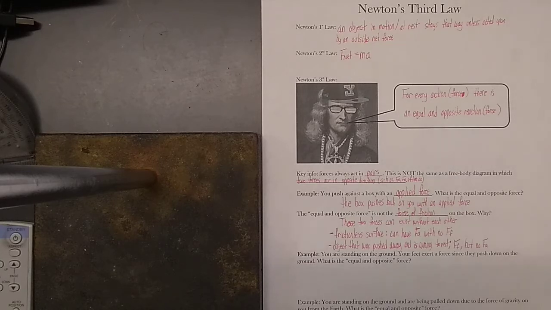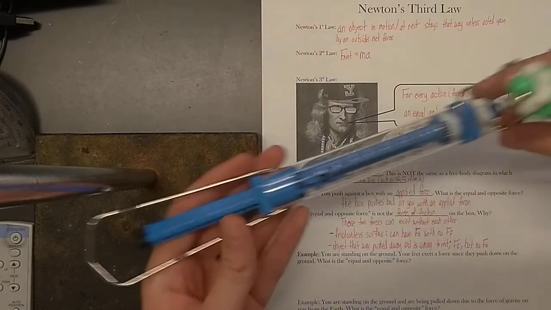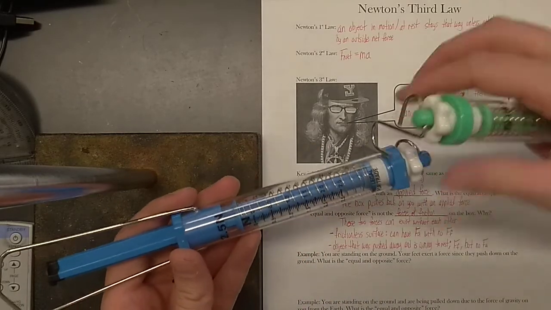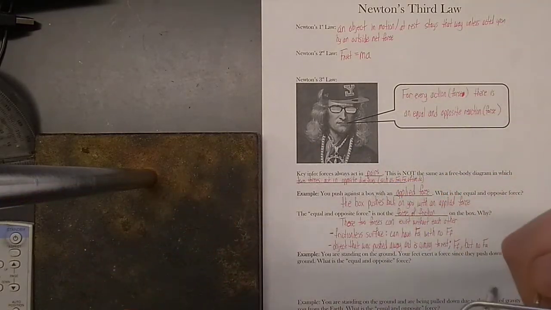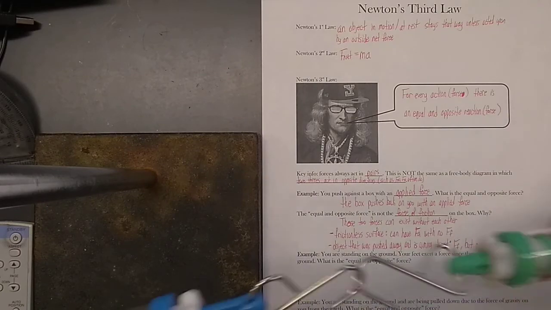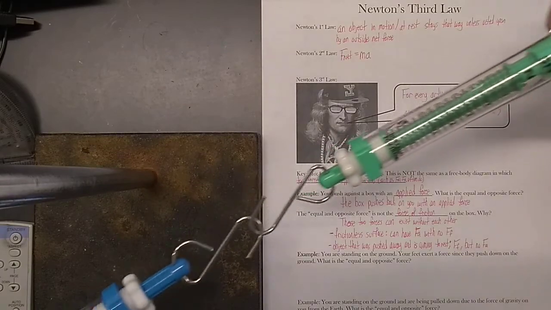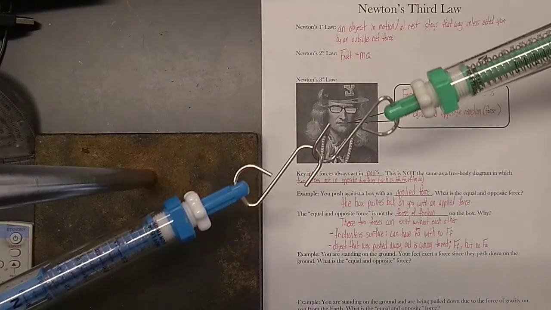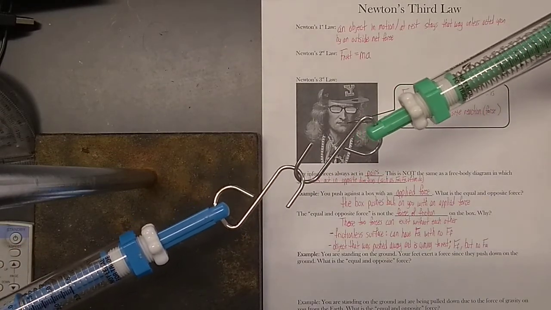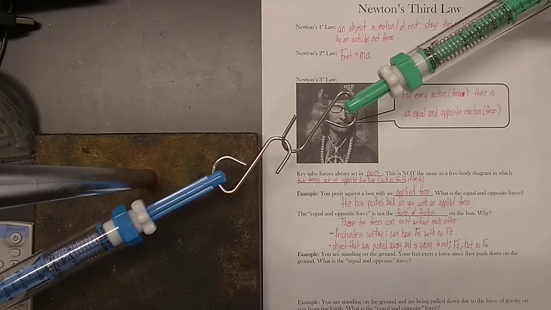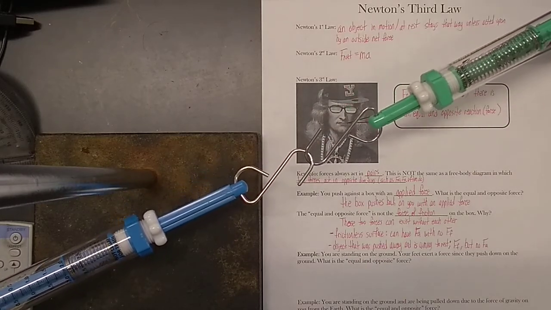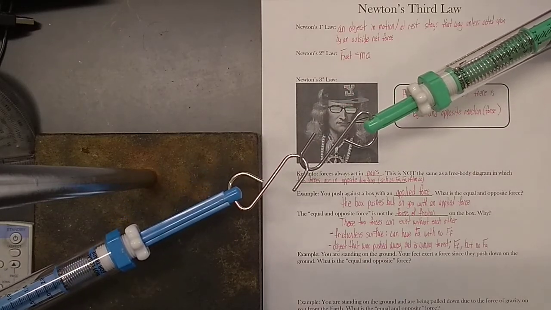Hopefully you can see this one. I have two spring scales here. This one is rated for 2.5 newtons. And this is not going to be very easy to see, I can tell that right now, but we'll do it anyways. This spring scale is rated for 5 newtons, okay? If I pull on the spring scales, we can see, okay, you can't really see. Okay, actually, here we go.